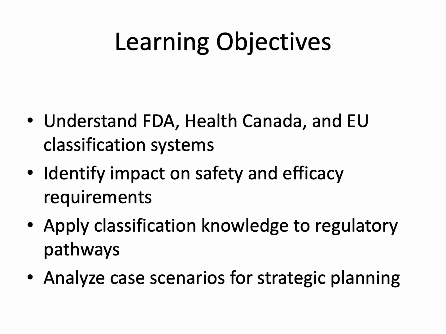By the end of this module, participants should be able to explain and compare the classification frameworks of FDA, Health Canada, and the EU. They will understand how classification affects regulatory requirements, including the level of clinical evidence, safety testing, and performance standards. Participants will learn to apply this knowledge to select appropriate regulatory pathways and to strategically plan product development. Through case scenarios, learners will analyze practical examples demonstrating how classification impacts multi-jurisdictional submissions and regulatory decision-making, fostering a more efficient development and approval process.